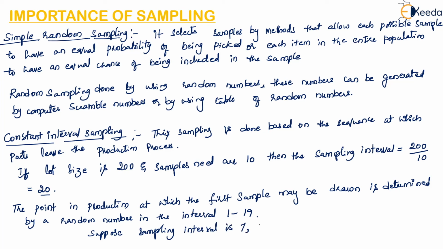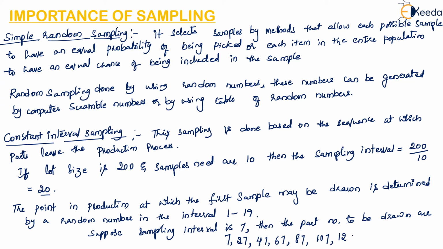then the part numbers to be drawn are 7, then 27, then 47, then 67, then 87, then 107, then 127, then 147, 167 and 187 if the lot size is 200. Okay, so this is how we select the samples in the constant interval sampling.